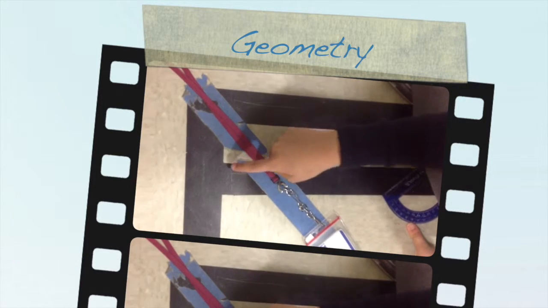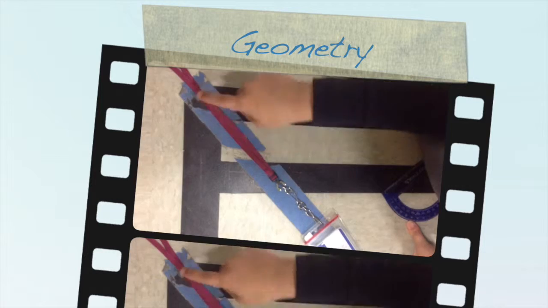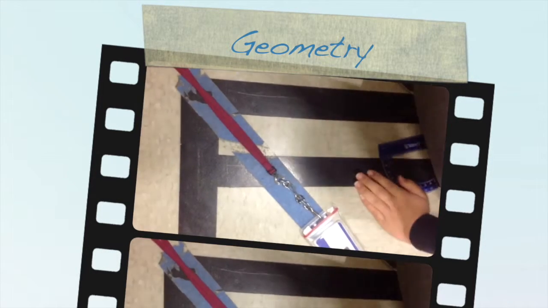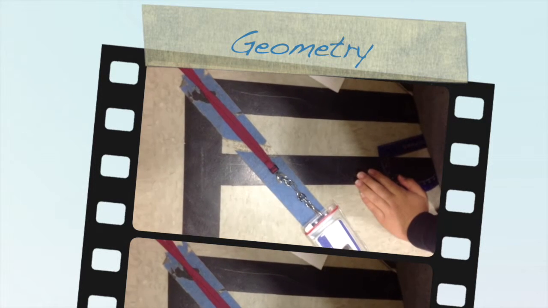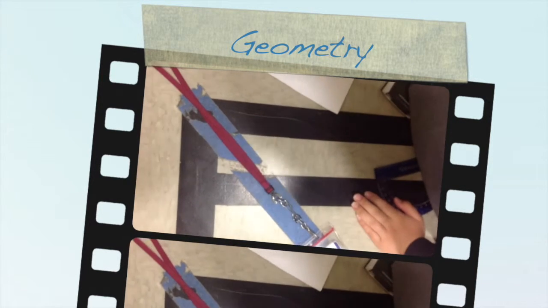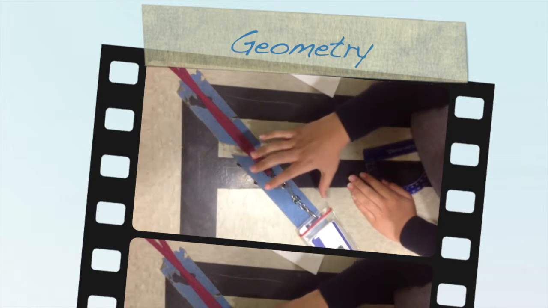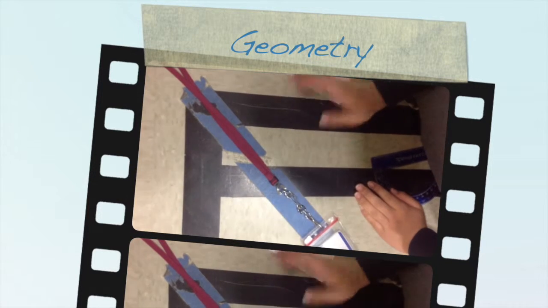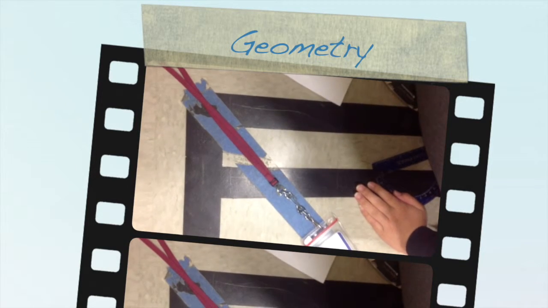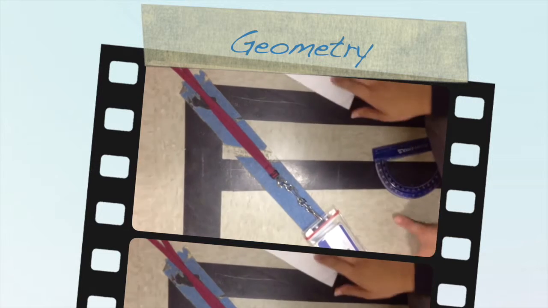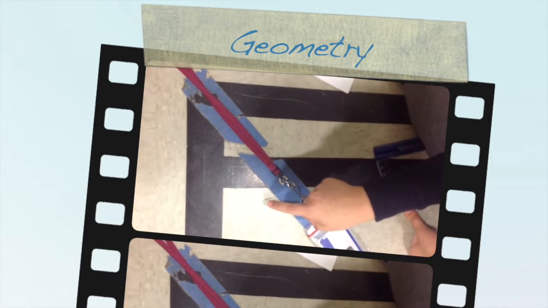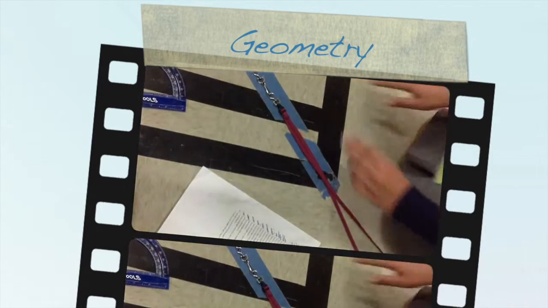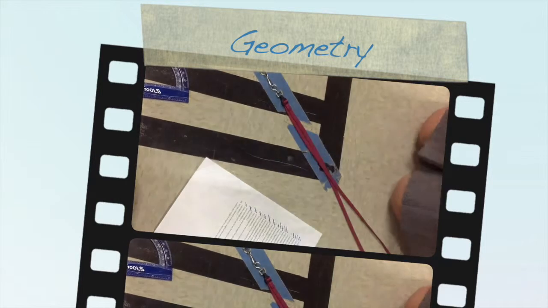And also these, if it continues down, these two would be corresponding. And also same side interior would be these and these because they're both inside and not outside. And also alternate interior angles would be these two angles, because they're on opposite sides and they're both on the inside.